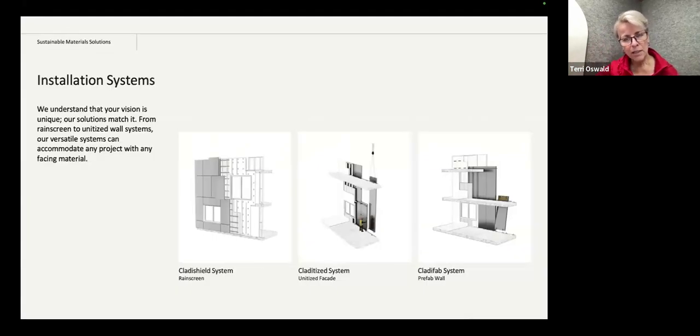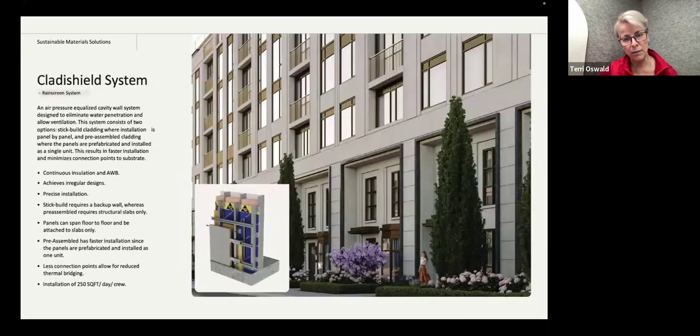So creating the cladding panel is fantastic, but if you can't get it on a building easily, what's the point? This is where our legacy product and our years of experience in the construction industry come into play. We have devised 3 installation methods that work for all types of buildings. So depending on the nature and the design of the building will dictate what type of system we use. So we have a rain screen application, we've got a unitized system, and we have a prefab wall system.